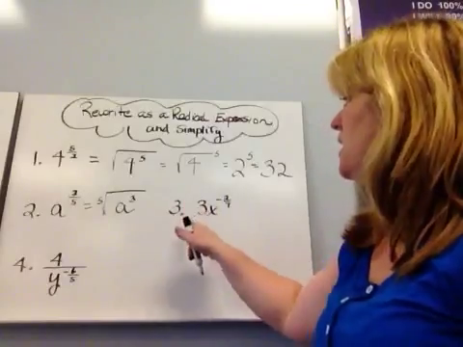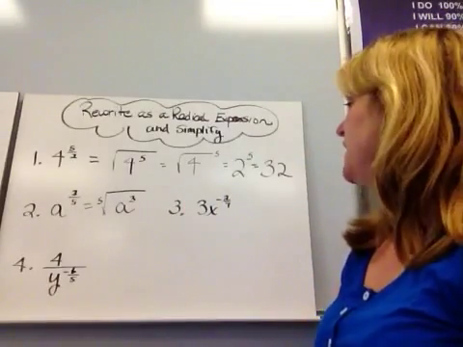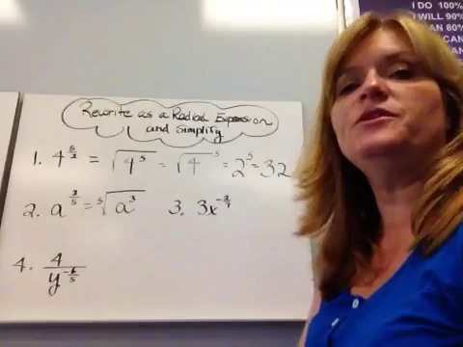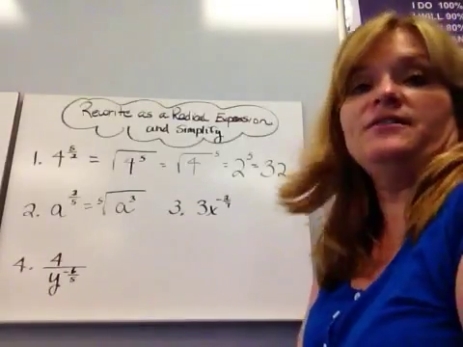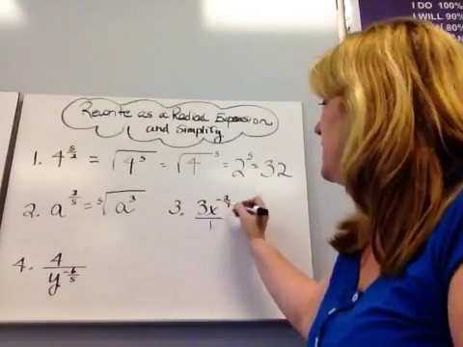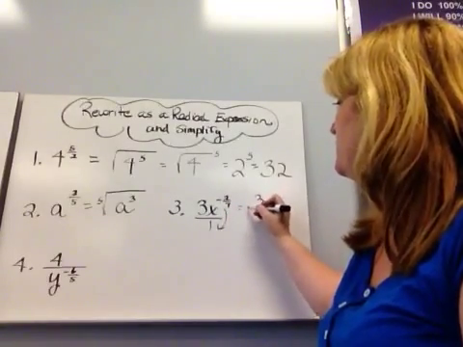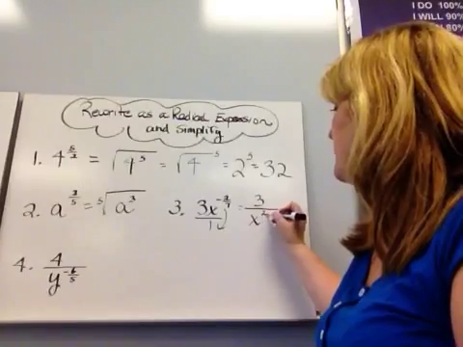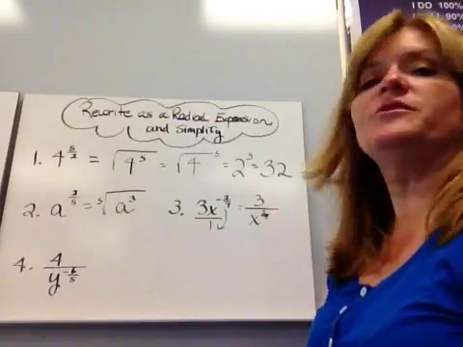Okay? Our third example is 3x to the negative 2/7. Well, before we do this, we have to write this with positive exponents. So we're going to just take this downstairs. This is going to go downstairs. So this is going to be 3x to the 2/7. How come the 3 didn't go with it?